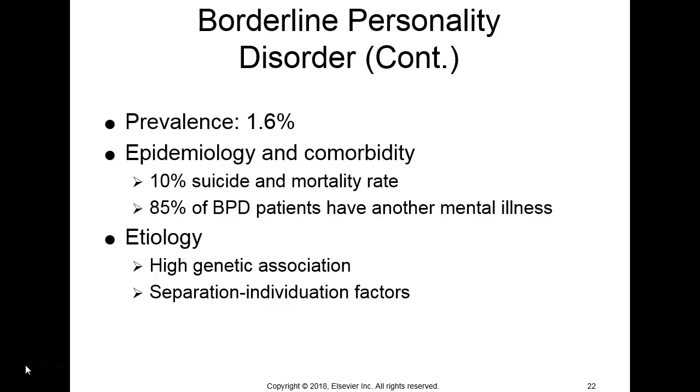The prevalence is about 1.6% of the population, and 10% suicide and mortality rate. So 85% of people with borderline personality disorder have another mental illness. So think about what comorbidities you might think go along with this very dramatic personality disorder with lots of mood fluctuations and difficulties in relationships. Those are kind of the hallmarks that we're thinking about, that emotional lability, impulsivity, all the problems that they have.